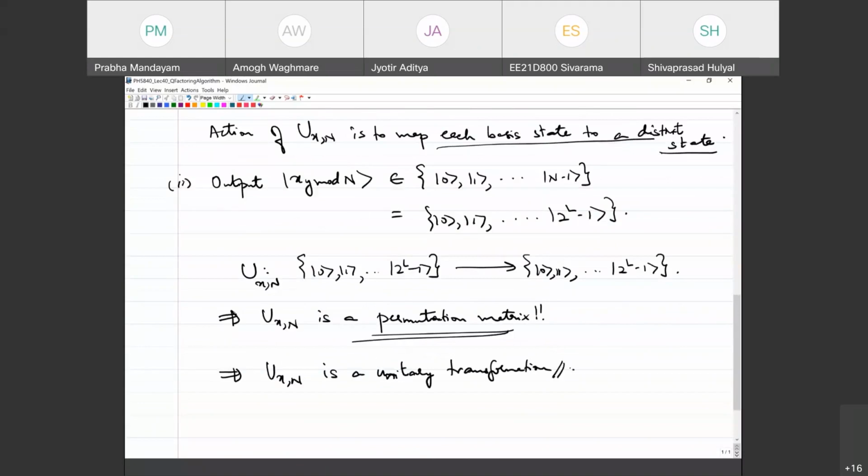And what is more, it's a special kind of unitary, which is a permutation. It permutes the basis states, right? It is simply, the action of this unitary is to simply permute the basis states.